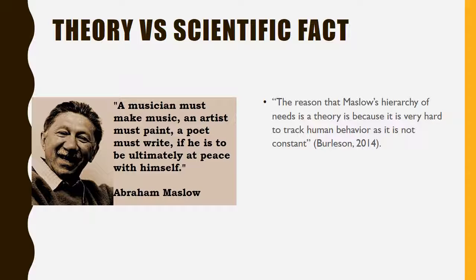One thing to remember is that Maslow's hierarchy of needs is still a theory. It is not conclusive as scientific fact because it's very hard to track human behavior because it's not constant. Each individual is motivated by their own desires, and therefore it would be really hard to test this as scientific fact.